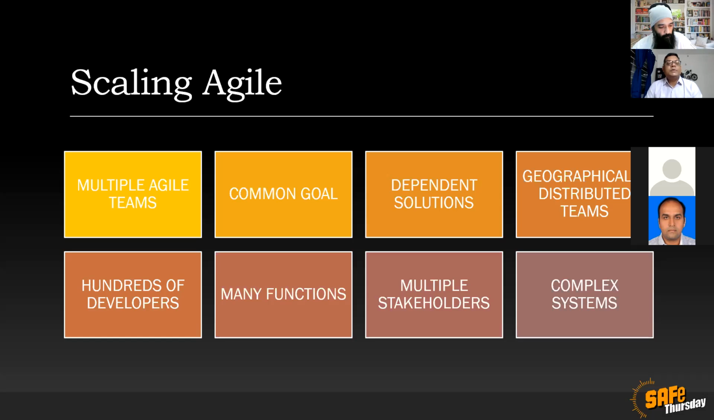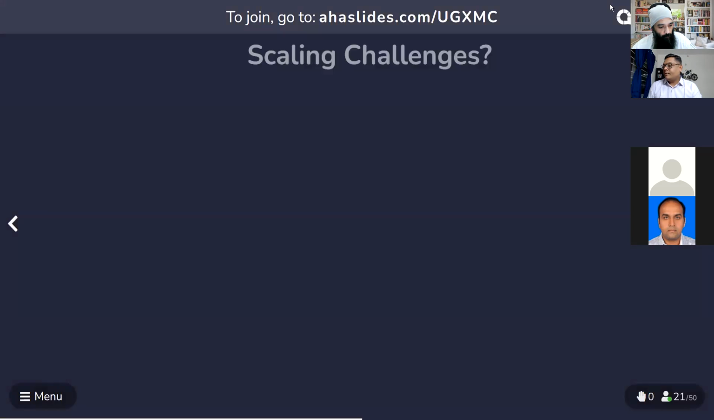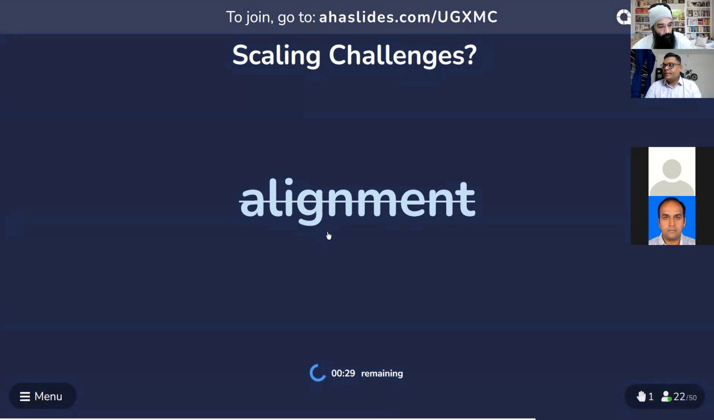Now, what could be the possible challenges when we have such a system where there are hundreds of developers and multiple teams, multiple stakeholders? So what could be the challenges? Any ideas? What could be the scaling challenges? It's open for input.